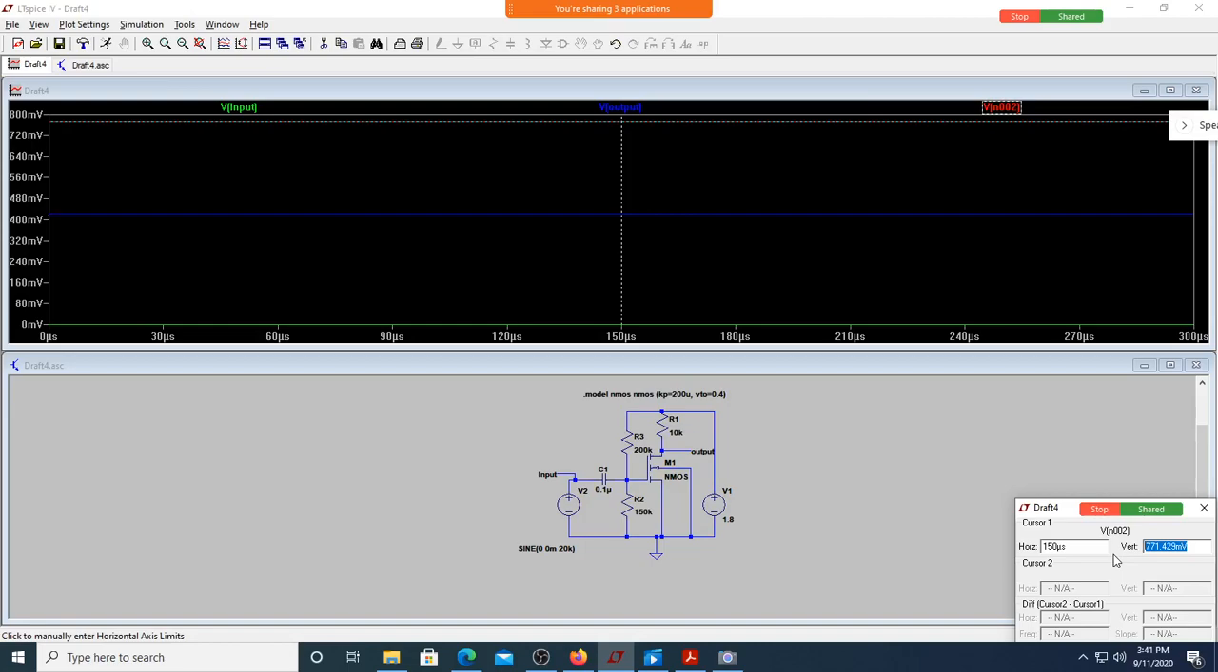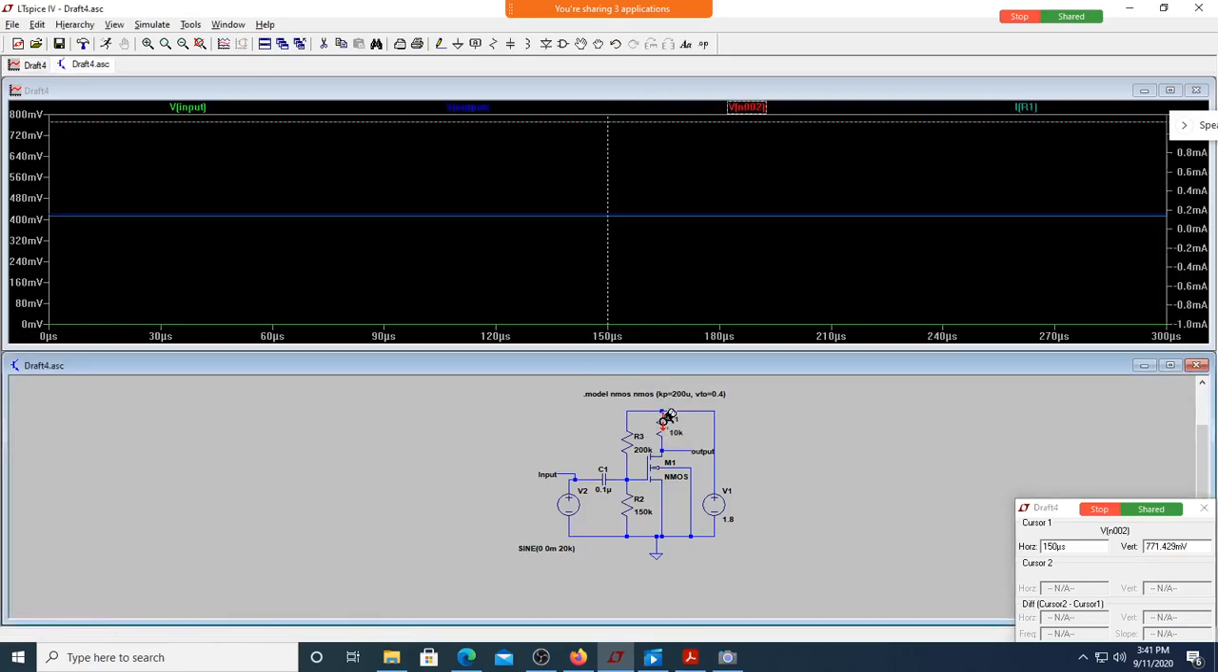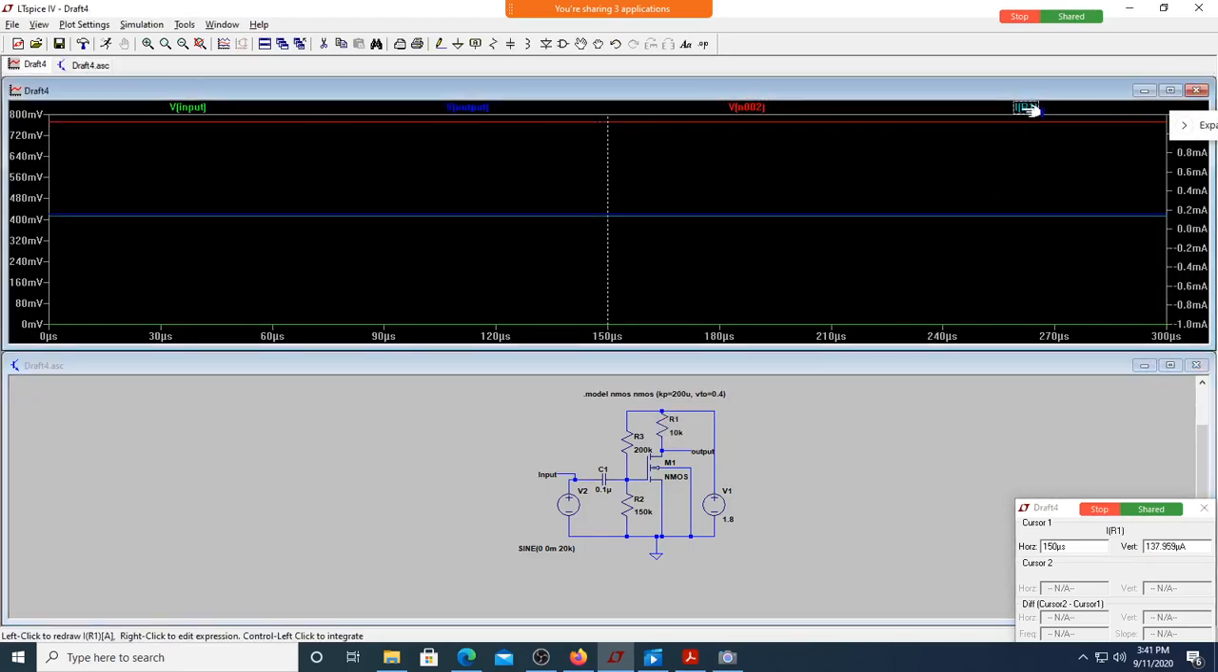771.4. What is this? Where is this? This is the voltage at gate. How much is the current that is flowing? 137. Correct? So this is the current.